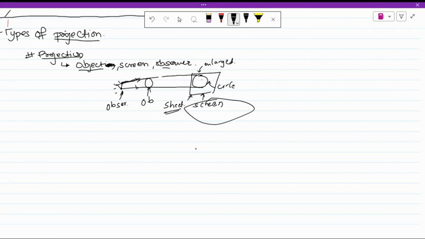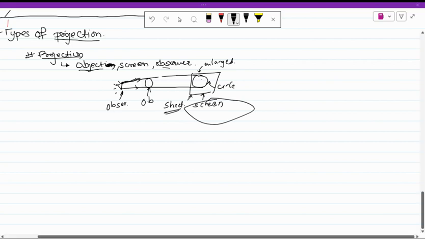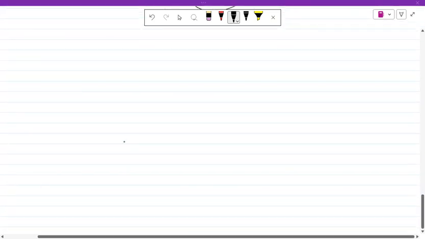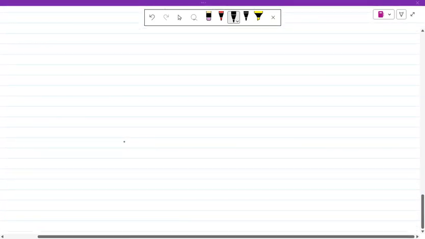And we will observe the same object from different perspectives. This is known as the basic concept of projection. We'll go through the different types of projection now.